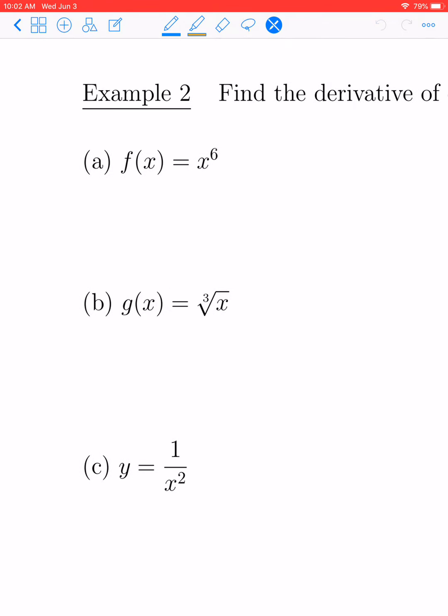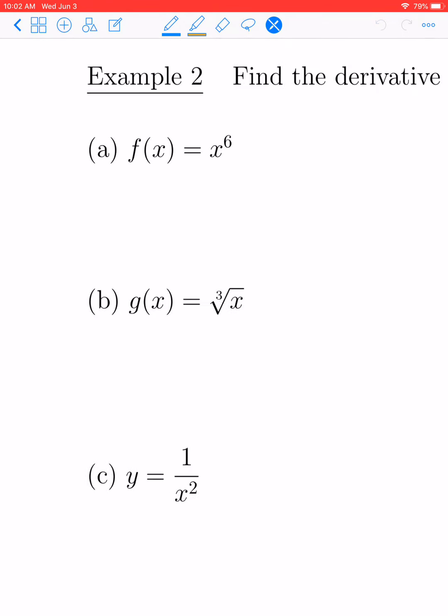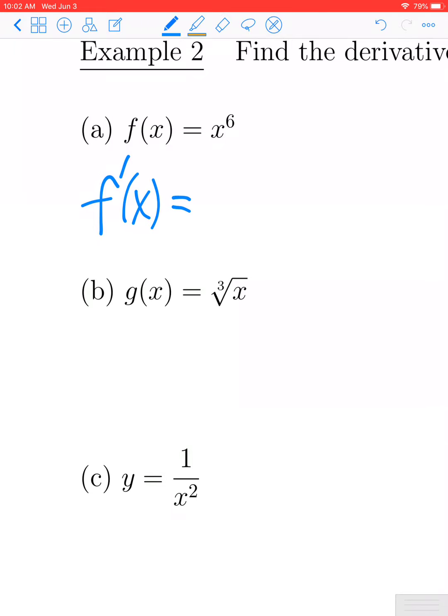In example 2, let's find the derivative of each function. Here, f prime of x, we're simply going to bring the power down. That's going to be 6 times x, and reduce the power by 1. 6 minus 1 is 5. So the derivative of x to the 6th is 6x to the 5th.